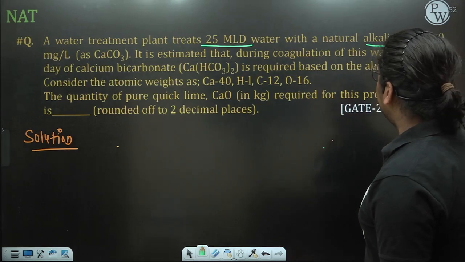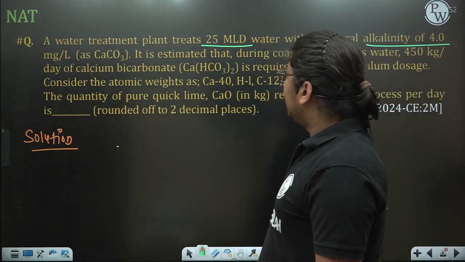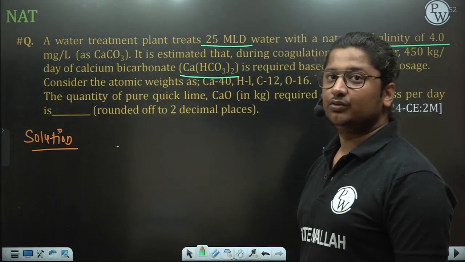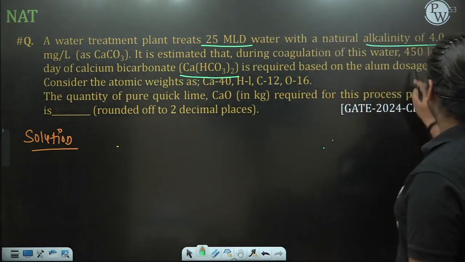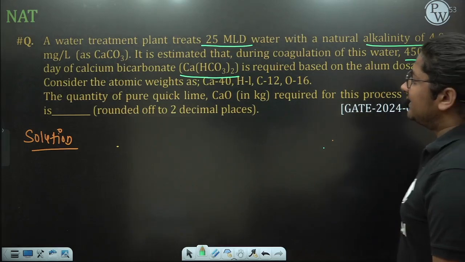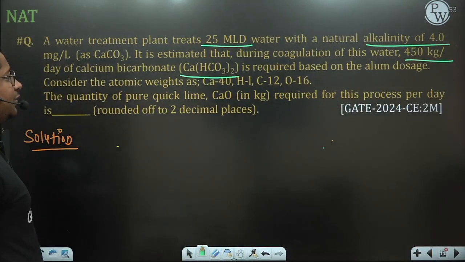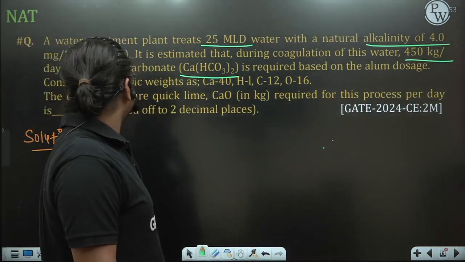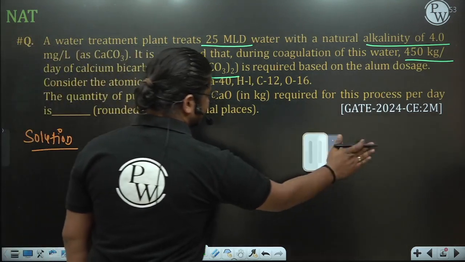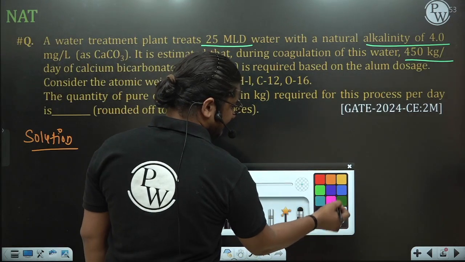It is estimated that during coagulation of water, 450 kg per day of calcium bicarbonate. So in terms of calcium bicarbonate, they have given you. So this point you need to note down. So 450 kg per day of calcium bicarbonate is required based on the alum dose. Consider the atomic weight is mentioned to you. Quantity of pure quicklime CaO required for this process per day, rounded off to 2 decimal places. Okay. Easily we can solve this question.